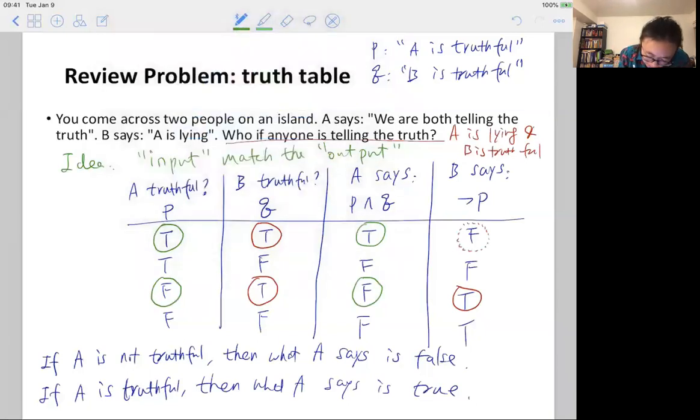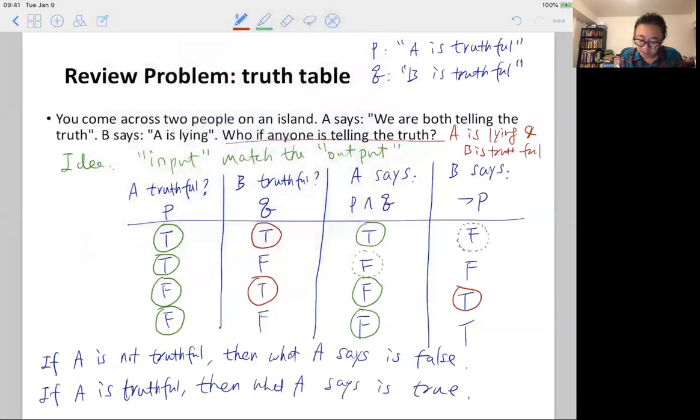When A is truthful, okay, then whatever A says has to be true. However, there's a mismatch because whatever A says is actually false in this case. So there's a mismatch, meaning that there's a contradiction. Similarly, with the last row, when A is lying, then whatever A says has to be false. So this is great. They match with one another.